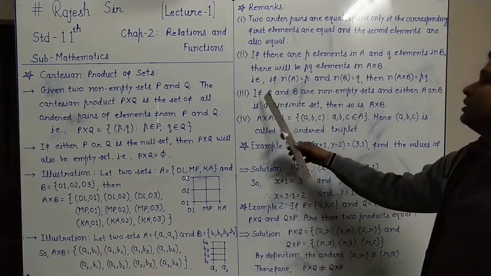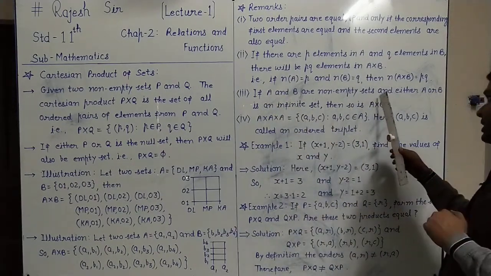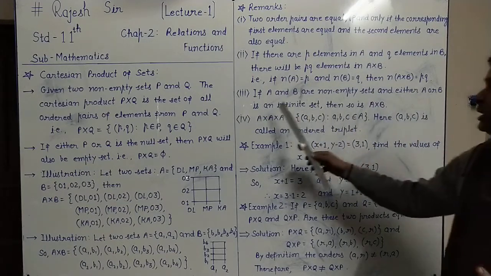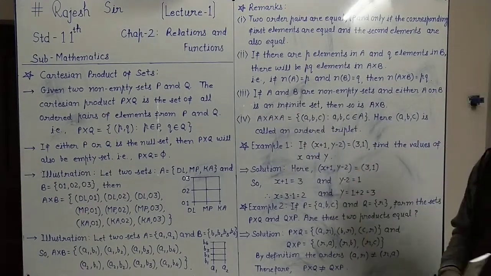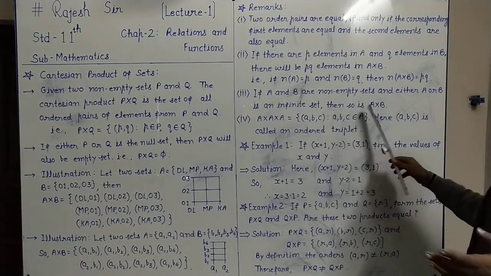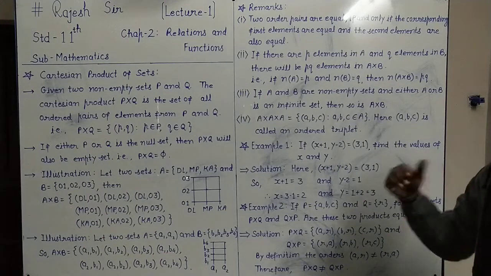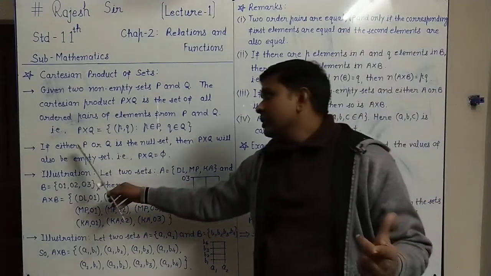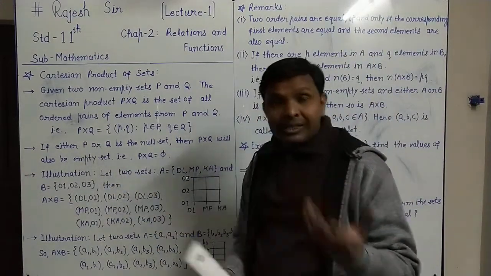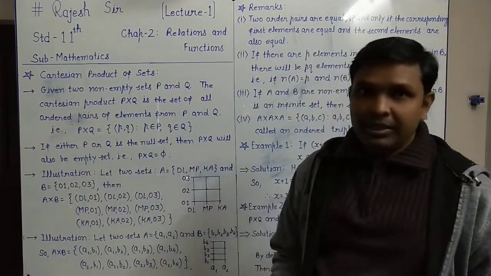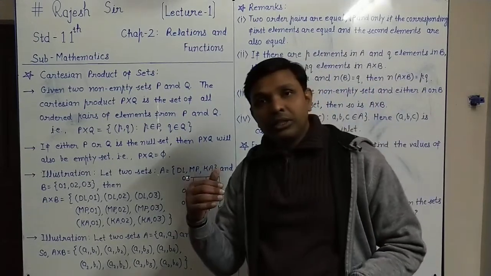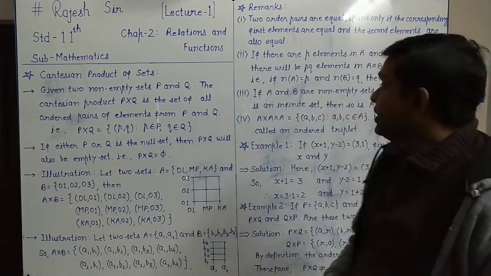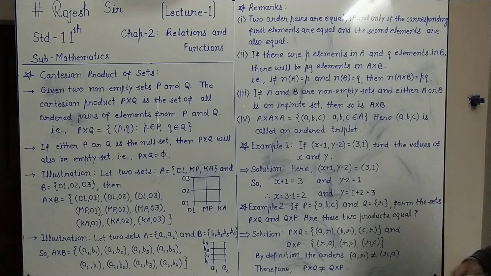The third remark is: if A and B are non-empty sets and either A or B is an infinite set, then A cross B will also be an infinite set. It is somewhat like this: if P or Q is a null set, then P cross Q will be a null set. And if either P or Q is infinite, then the Cartesian product will also be infinite.